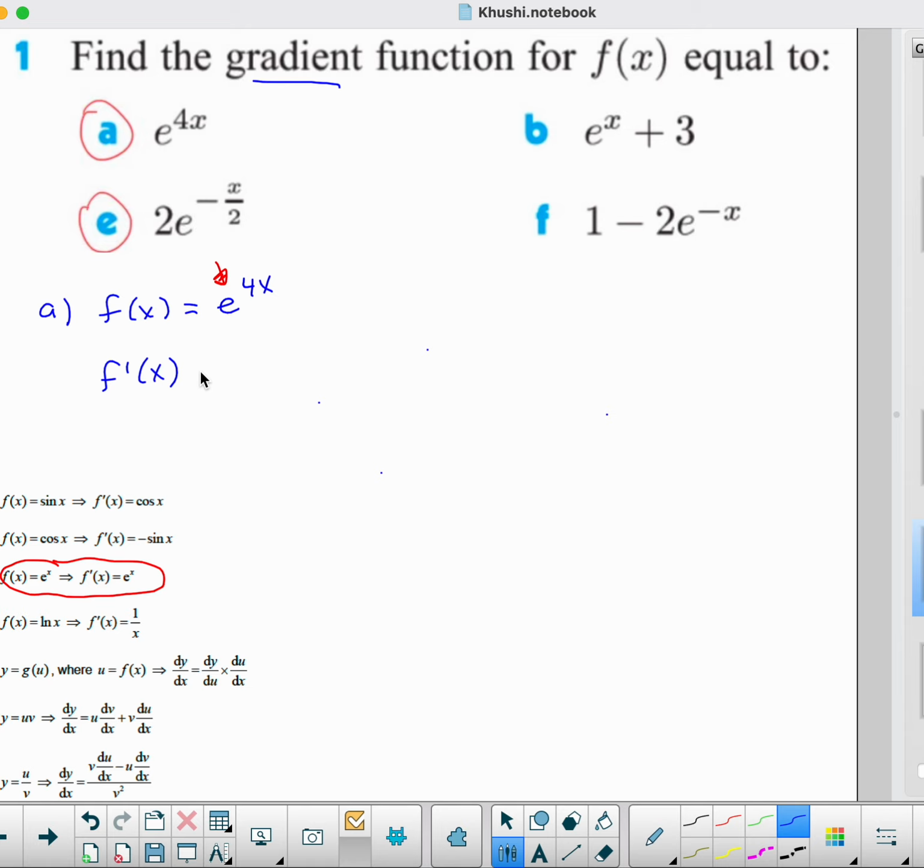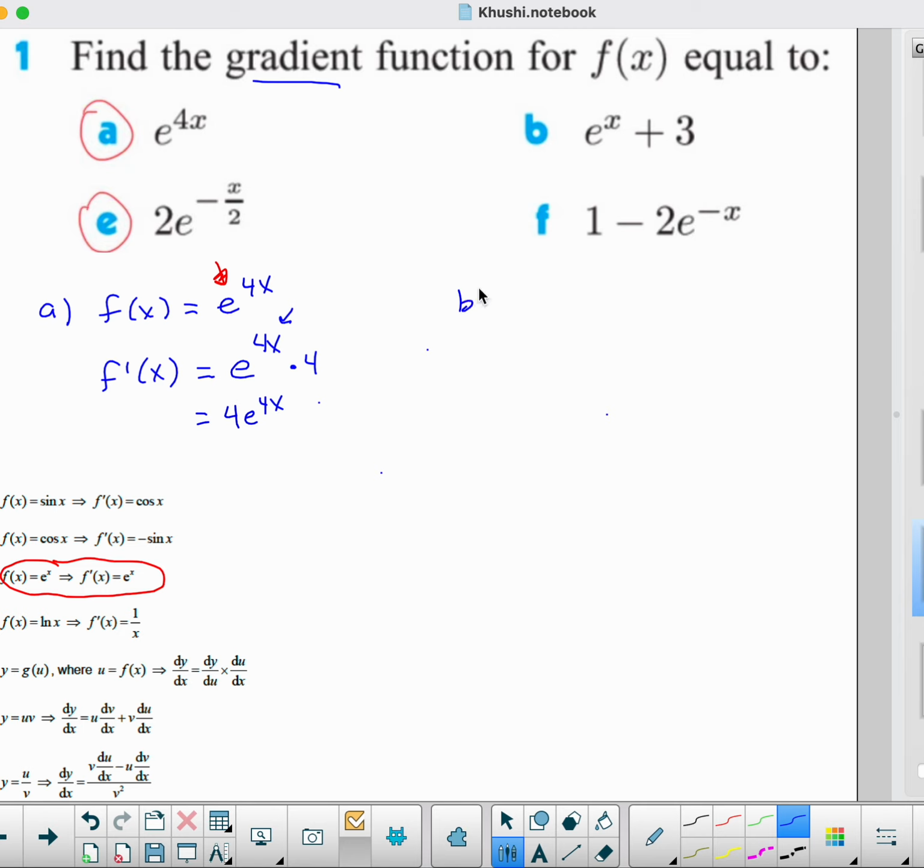So to take care of the outside part, the derivative of e to the 4x is the exact same thing, right? So we've taken care of the outside function e, and now the inside function is 4x. So I multiply times the derivative of 4x, which is 4. So that's 4e to the 4x. And that's it. All done.